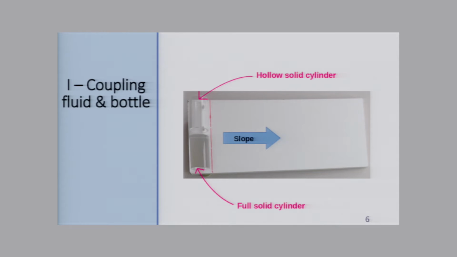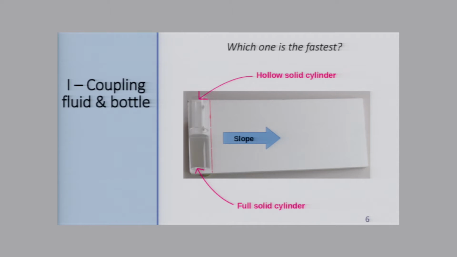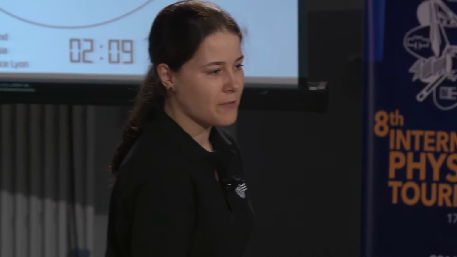But first, to understand the coupling between the fluid and the bottle, I want to do a very simple experiment right here. You have two cylinders, a hollow tube and a full cylindrical tube. And I want to ask the whole audience and the jury which one is going to be the fastest one. Please raise your hand if you think it will be the hollow tube.